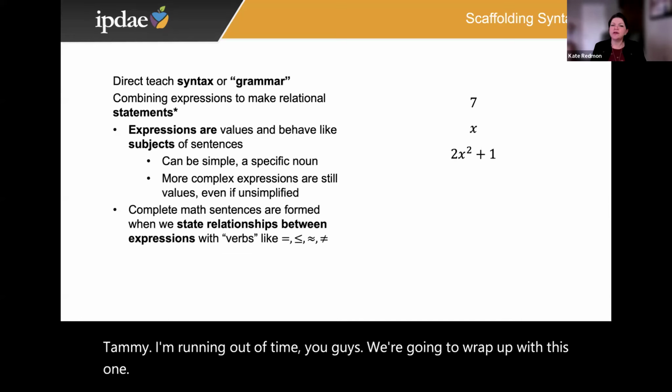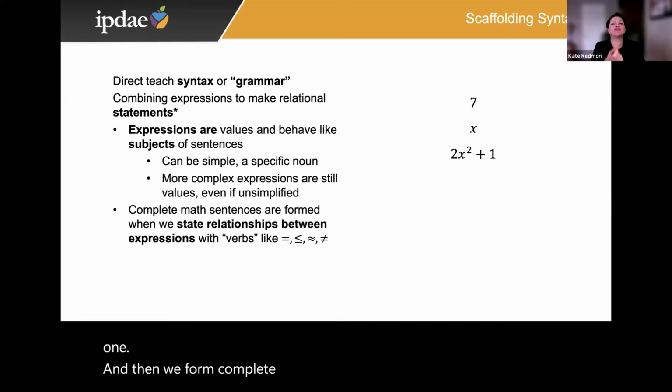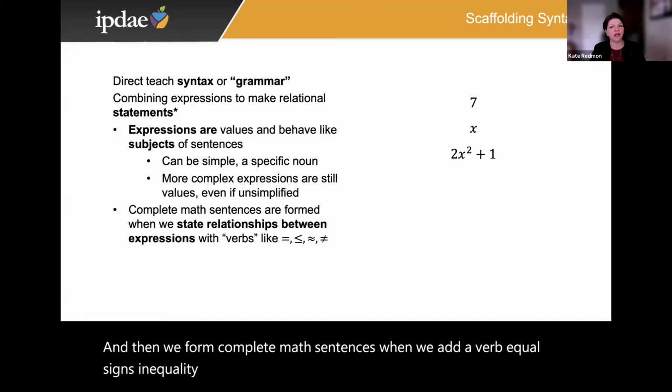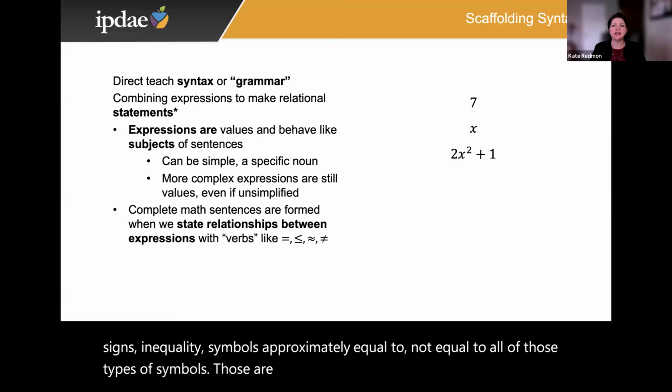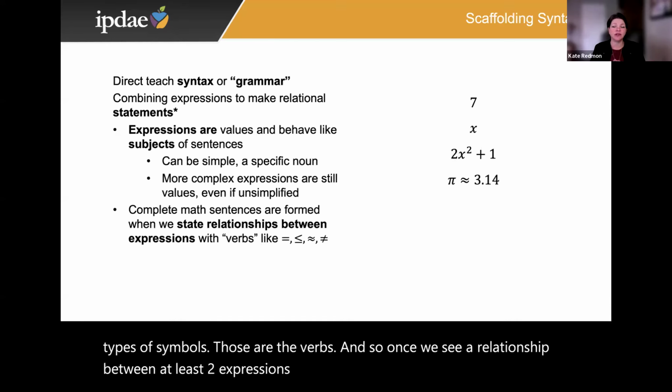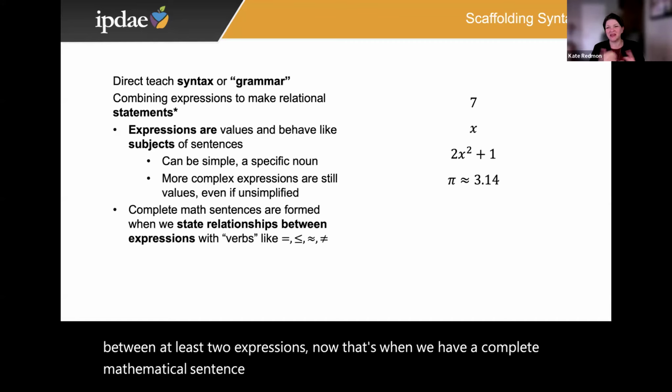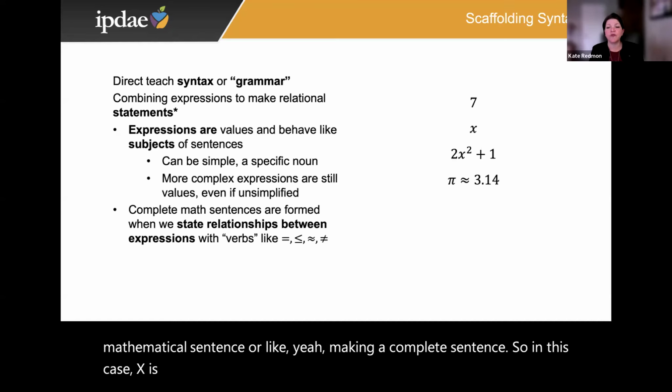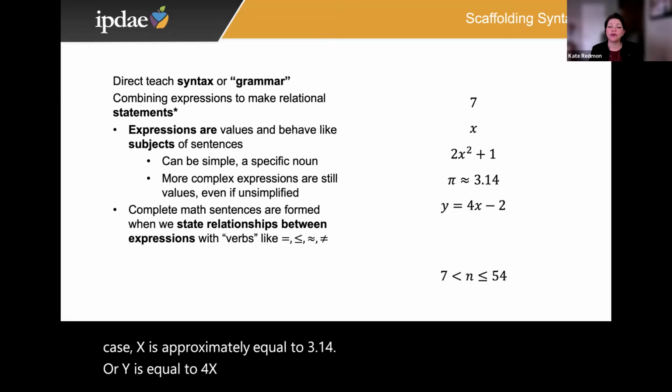And then we form complete math sentences when we add a verb. Equal signs, inequality symbols, approximately equal to, not equal to, all of those types of symbols, those are the verbs. Once we see a relationship between at least two expressions, that's when we have a complete mathematical sentence. So in this case, x is approximately equal to 3.14, or y is equal to 4x minus 2.